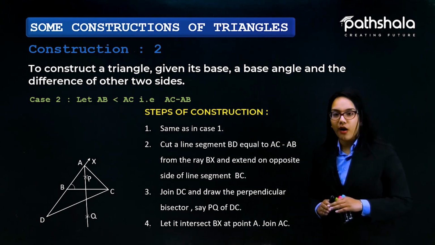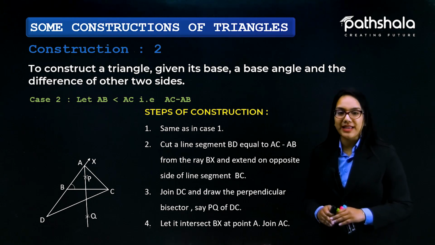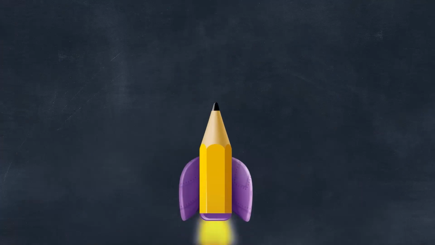So this is how we can construct a triangle whose base is given, a base angle is given, and the difference of the other two sides is given to us.